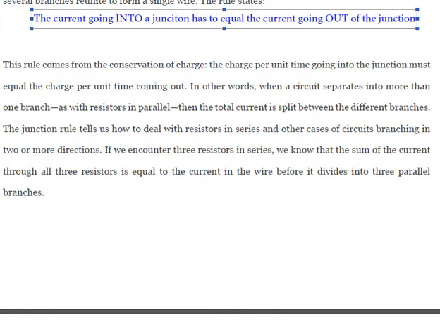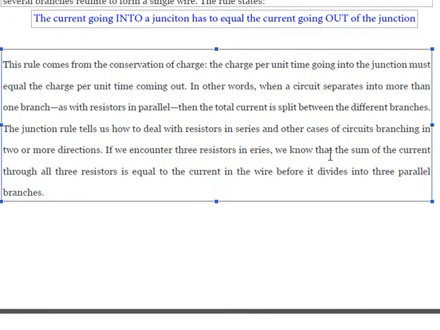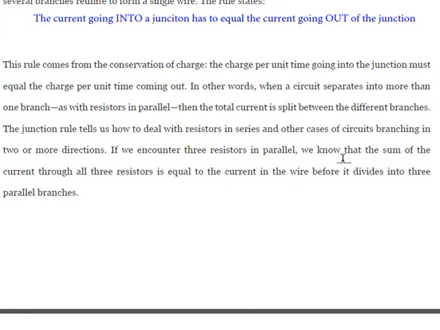So we've run into examples where we've had resistors in parallel. I think this right here, let me change this. I think that's supposed to say parallel. If we encounter three resistors in parallel, we know the sum of the current through all three resistors is equal to the current in the wire before it divides into three parallel branches. Yeah, that was a pretty bad typo there.